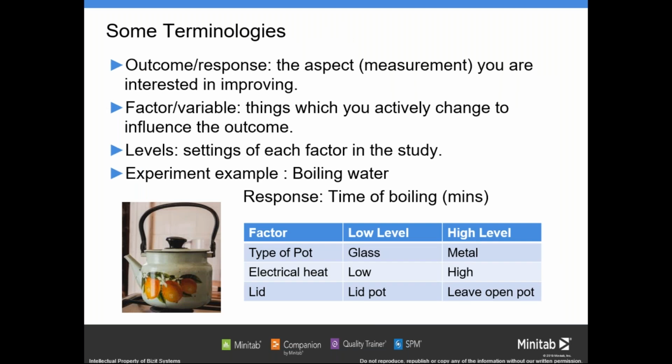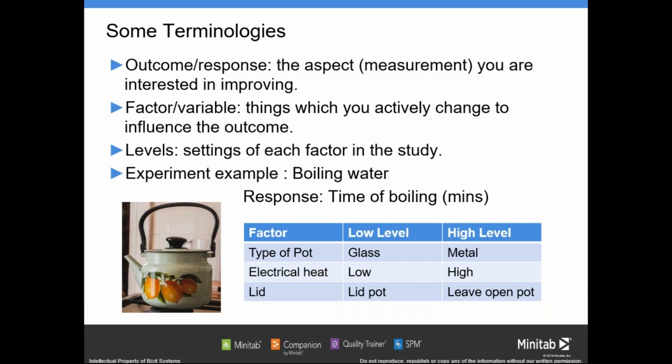We need to know some terminologies before we go further. The first is the outcome or response, which in mathematics we call Y. Y is the measurement you are interested in improving. The second is a factor. Sometimes we call it a variable, sometimes a parameter. It's the thing you can actively change to influence the outcome. In a mathematical equation, the factor, variable, or parameter is your X.